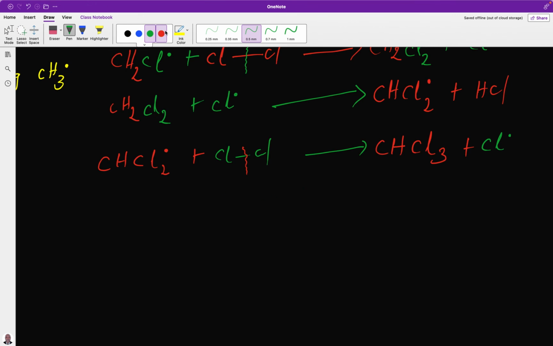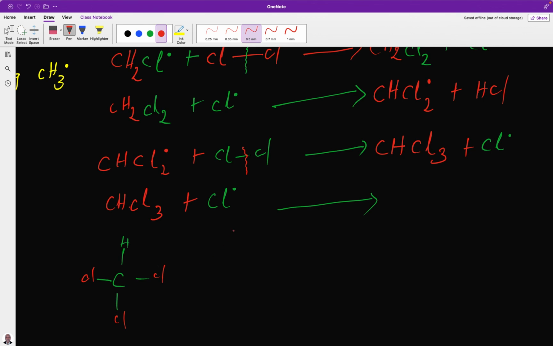So we say CHCl3 plus the chlorine free radical, what will be the result? Now what happened is that, as I said again, on the carbon there's only one hydrogen left, the rest are chlorine. So the CH bond, there must be the breakage of the CH bond, homolytic. So what happens? There's substitution. That is how it is.